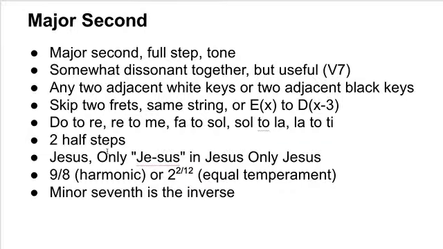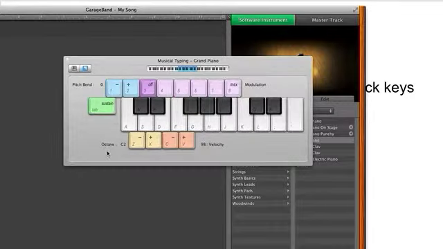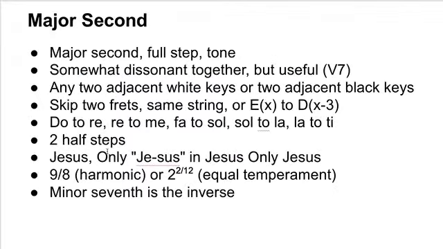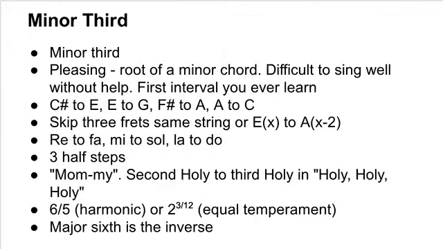In harmonic intervals, it's a 9/8 ratio, or in equal temperament, it's 2 12th roots of 2, or 2 times the 12th root of 2. The inverse of that is a minor seventh. So a major second, C to D, but D up to C is the inverse. That's a major second, minor seventh.